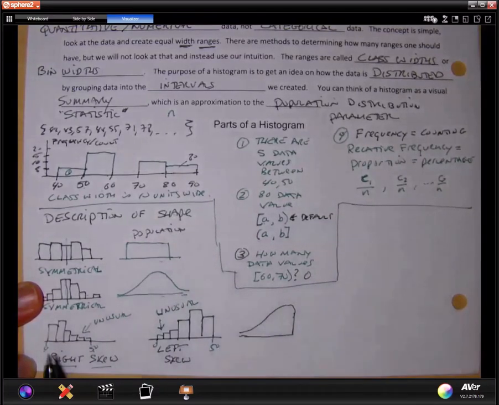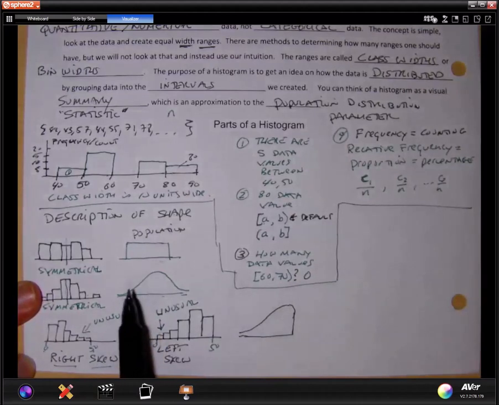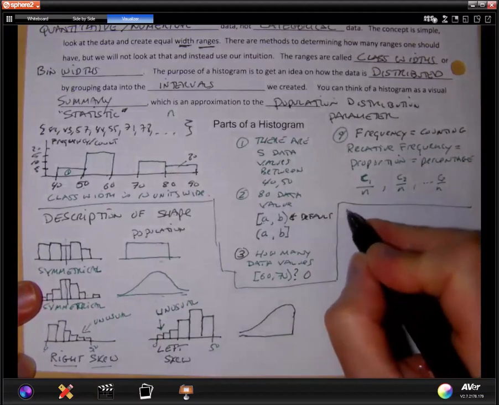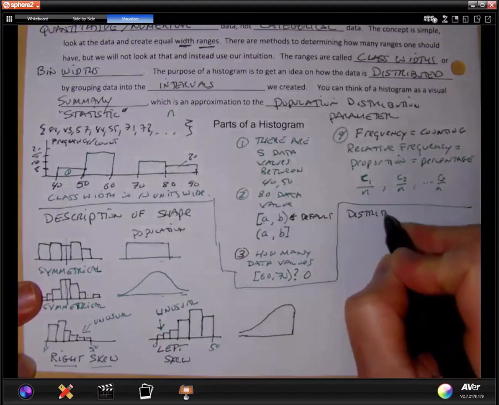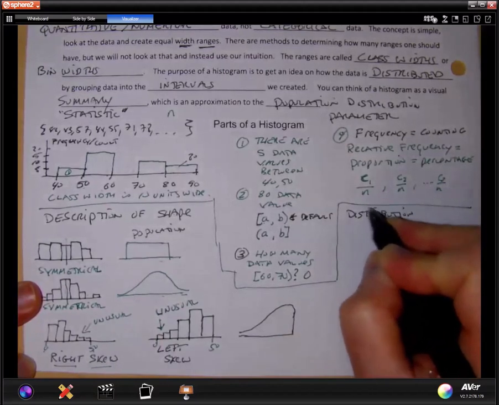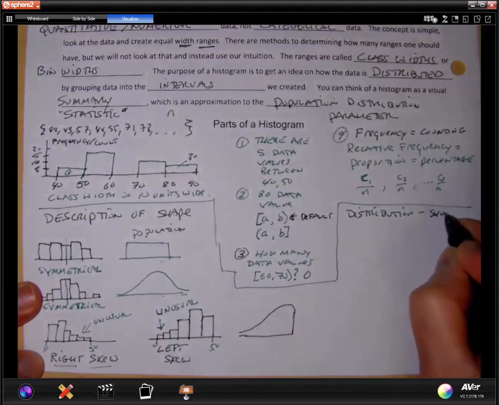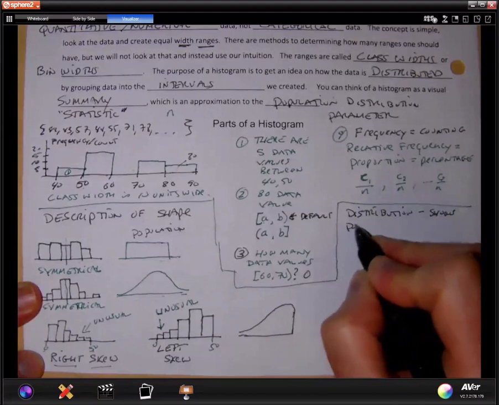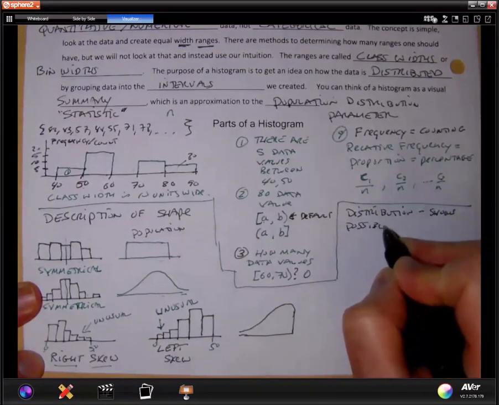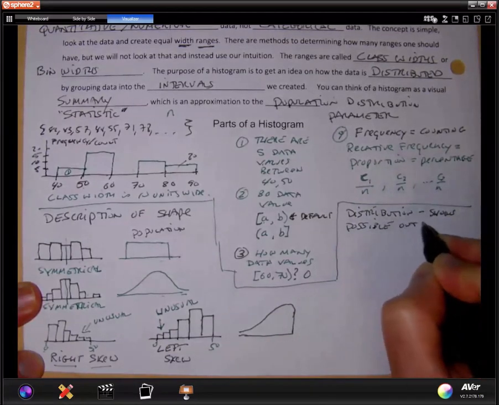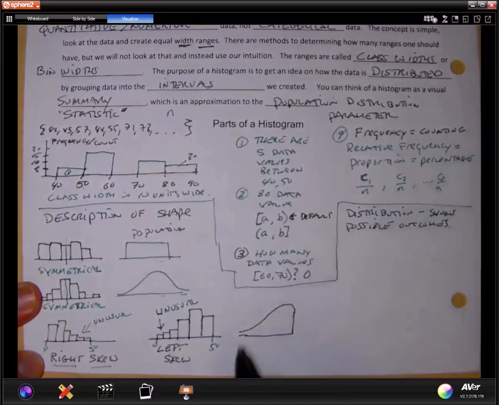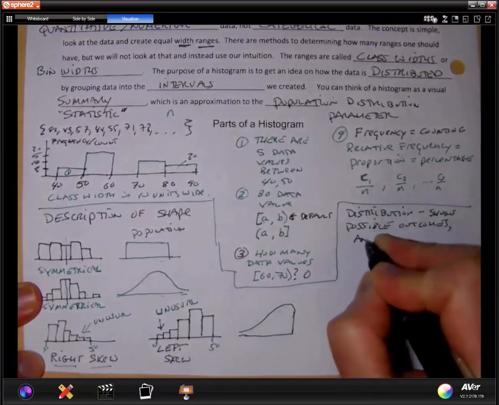So notice again, these are distributions. And what I mentioned earlier, what is a distribution? A distribution has two parts to it. A distribution shows possible outcomes. Okay. And the chance of those outcomes.